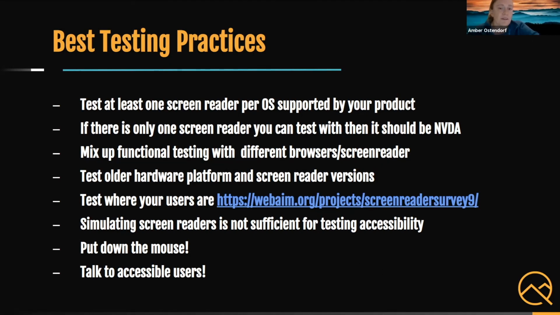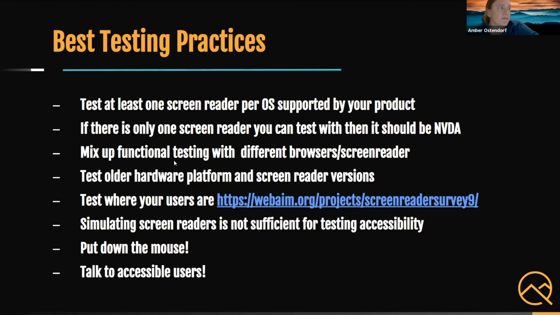Last but not least, a couple of testing tips that I've been learning as I've been going. So you want to test at least one screen reader per operating system supported by your product. Like I said, it's important to cover as many users as you possibly can, but you want to make sure you're at least covering that at base level. If there is only one screen reader that you can test with at the time, it should be NVDA. NVDA is very close to JAWS, even though it's less robust. It is a close experience, so it's a good one to start with.